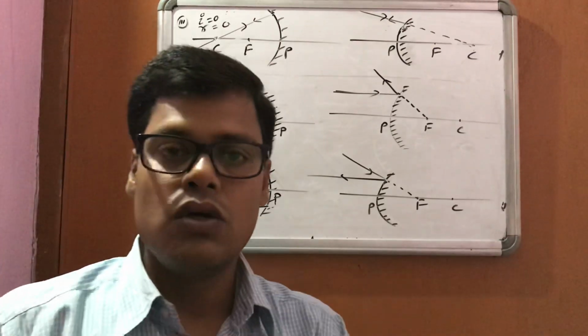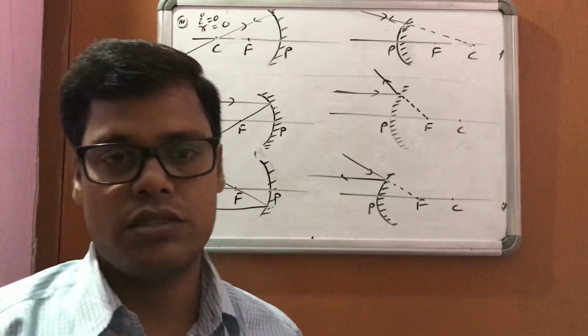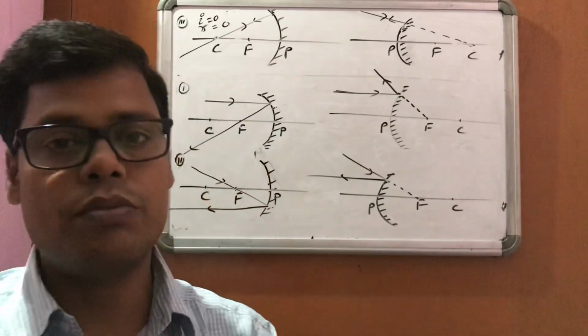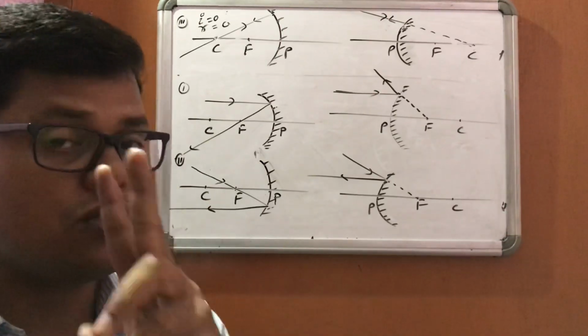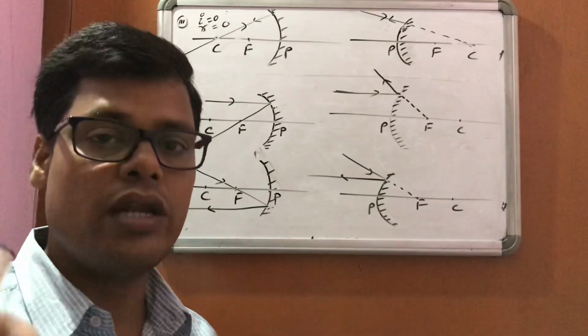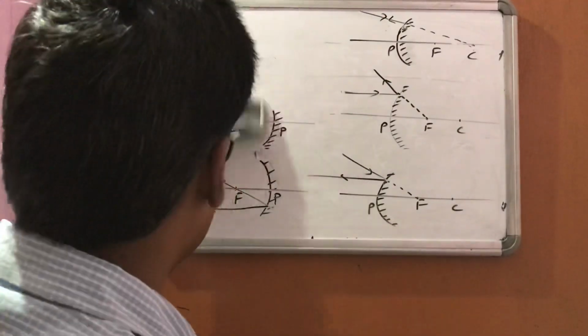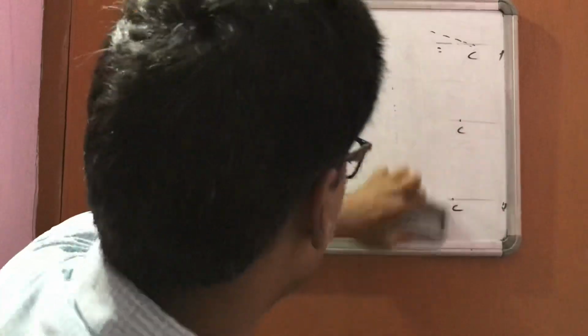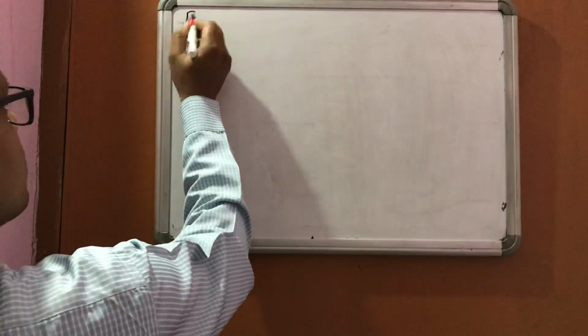Okay. To get the position for the formation of image by the ray diagram, you have to draw at least two ray diagrams, at least two rays you have to take. Then only you can find the position of the image. Now come to formation of image in a concave mirror.